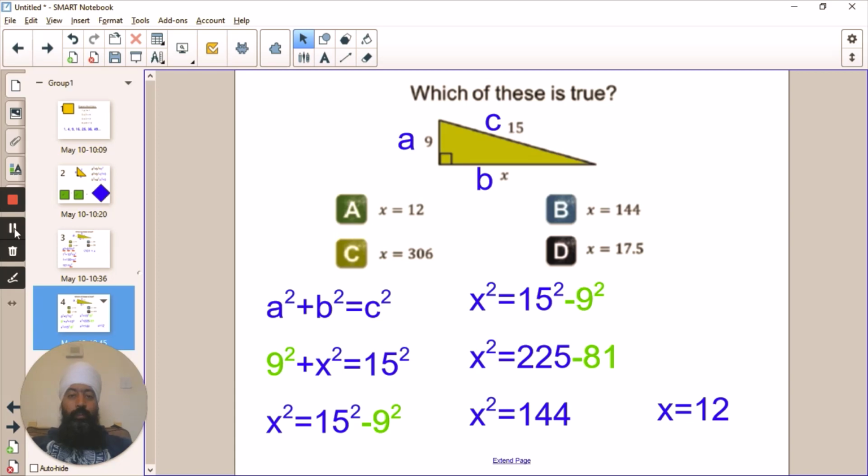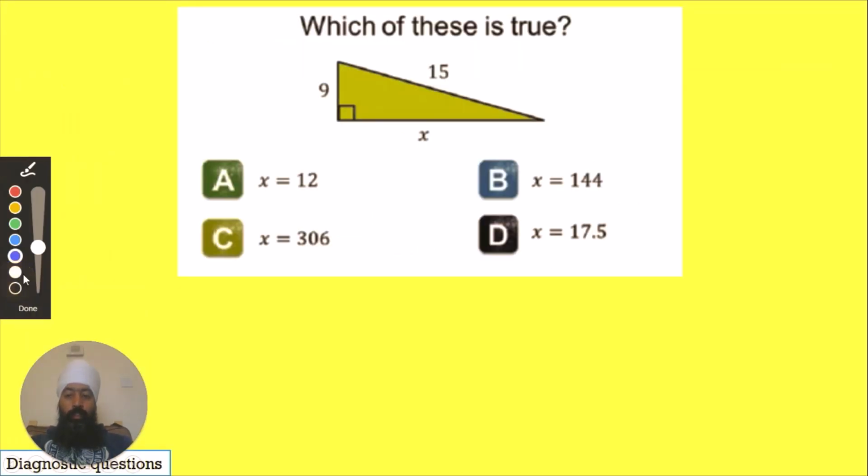If x squared equals 144, that means I need to find a number that I can multiply by itself to give me an answer of 144. 12 times 12 is 144. So therefore x is equal to 12, which is the square root of 144. So in this question, the correct answer was A, 144 square rooted, x is equal to 12.